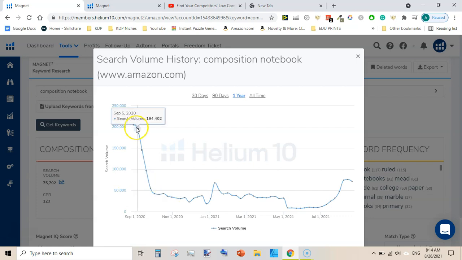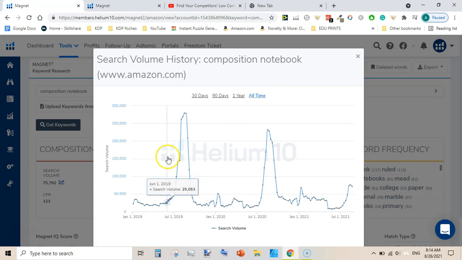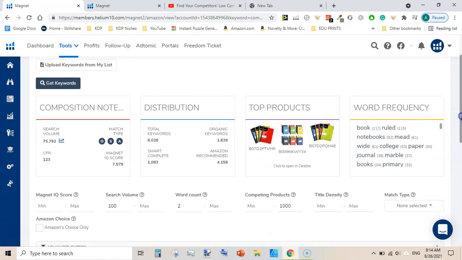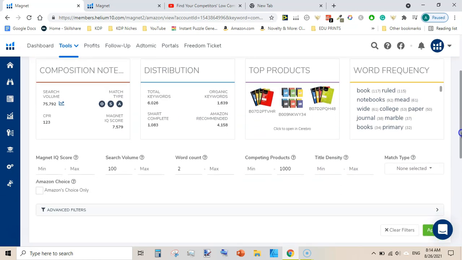As you can see here, it is very high during August and September, and then it gradually decreases its demand, then again it rises when there is a back to school period. So it's very obvious. You can also click on the all time to see the all time data, and you can clearly see the increased demand in August and September, and again here in August 2020, and now it's increasing again in 2021. This is the graph that shows the demand of keywords over time.